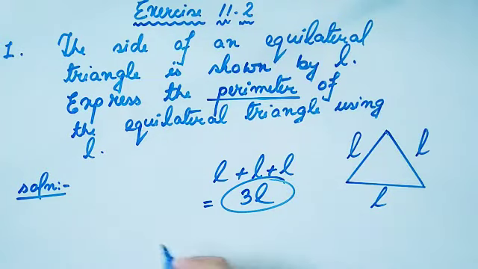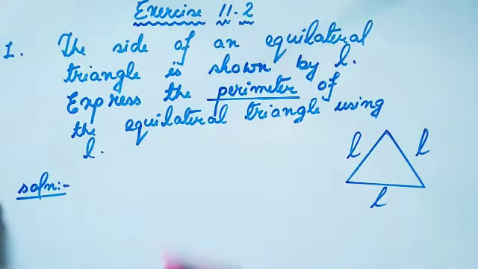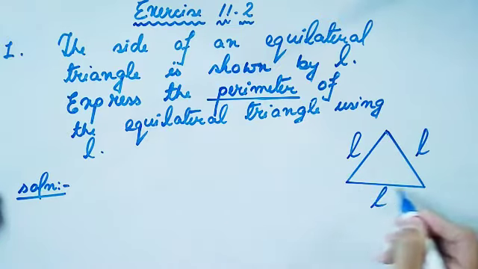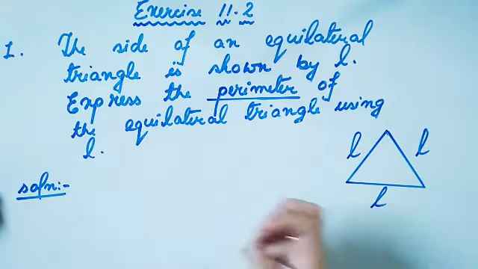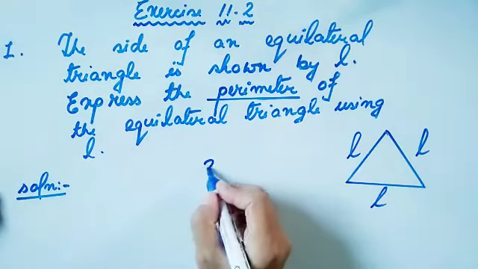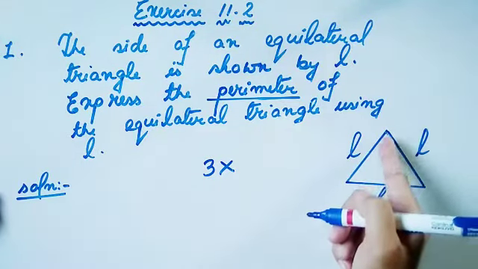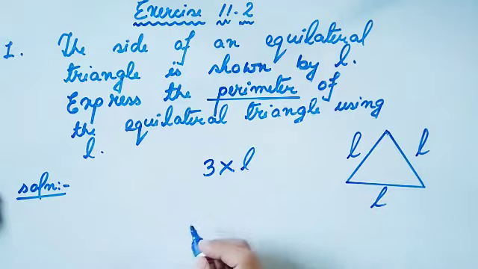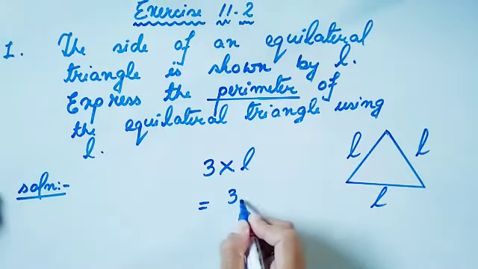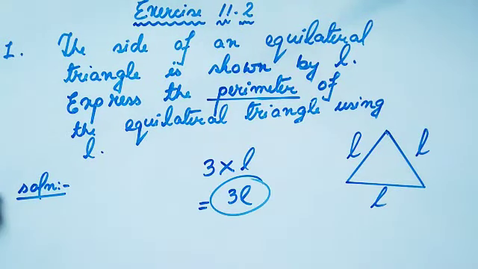Or instead of addition, you can find the perimeter using multiplication. That is, how many sides are there in this equilateral triangle? 3 sides, right? So 3 times, and what is the length of one side of this equilateral triangle? It is L. So 3 times L, that is 3L. We still get the same answer. So our answer will be 3L. Understood? So let's write the steps.